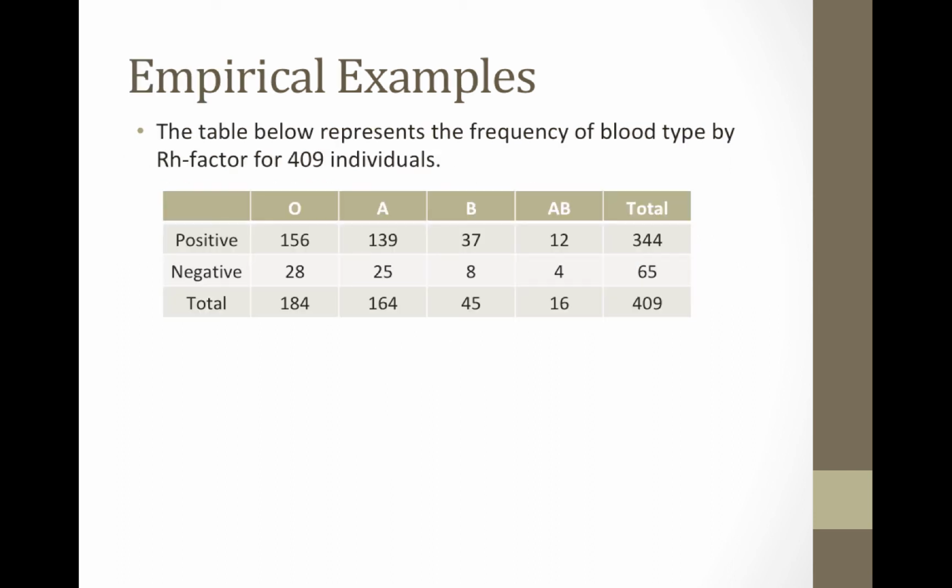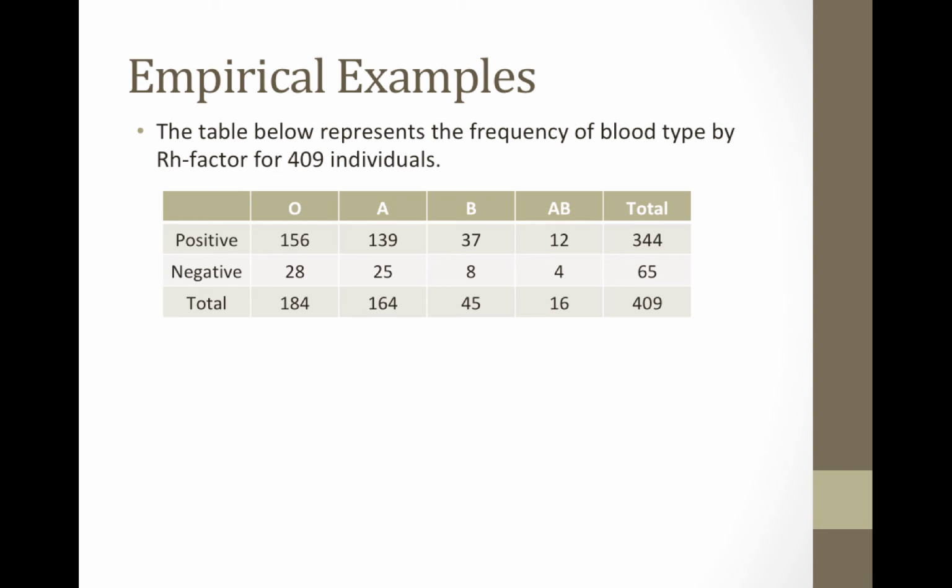All right, let's transition over to some empirical examples. And again, you're going to definitely see something like this, a contingency table on your quiz as well as on your exam. I can't stress enough, I really enjoy testing with these because I can just ask every single type of probability with a simple table. So what do we have here? We've got RH factor, positive and negative, by blood type, O, A, B, and AB. And we've got 409 individuals in this table.